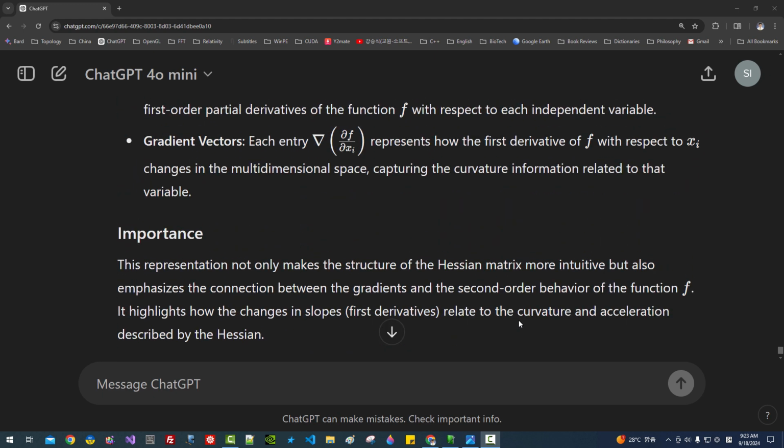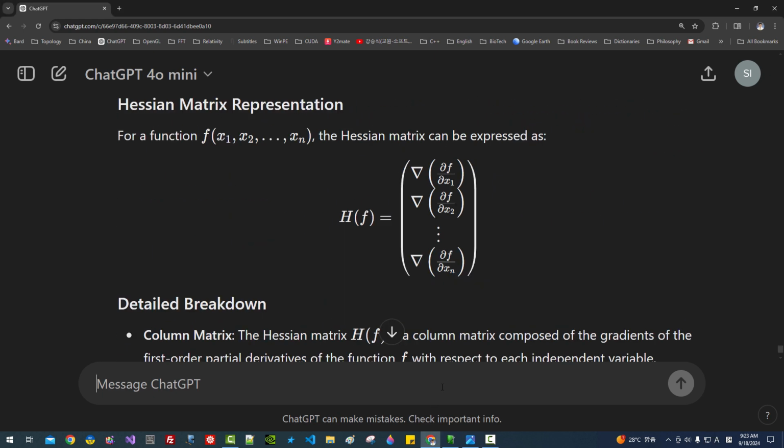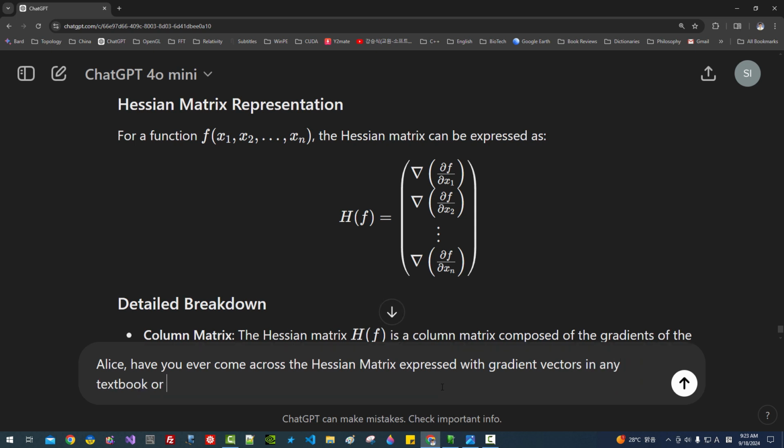Now scroll up. Here, Alice, have you ever come across the Hessian matrix expressed with gradient vectors in any textbook or on the internet as intuitive as you explained today?